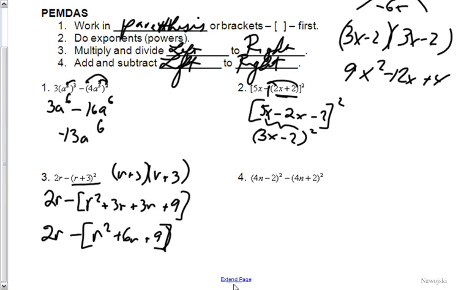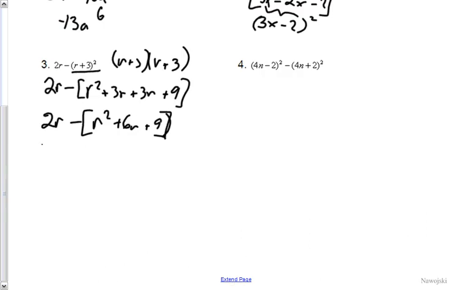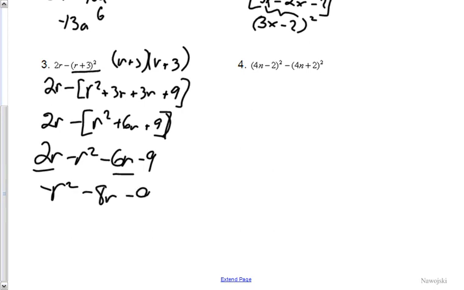Oops. What that means is, hey, let's see if we can switch the signs now. 2r minus r squared minus 6r minus 9. Okay. Combine like terms. Negative r squared, negative 8r minus 9. And we are done there. Oh, no, we're not. 2 minus 6. Be careful. 2 minus 6, negative 4r. Okay. Simple things like that can make a difference. Changes the whole problem. All right, number 4.